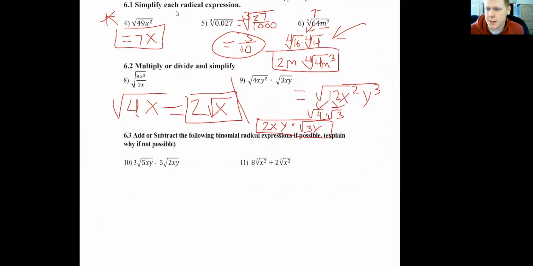The next section is addition and subtraction. Just pay attention, and explain if it's not possible to simplify anymore. For example, this first question, just keep in mind that that is a subtraction sign there. I don't know how clear it is on your end, but that is 3 square root of 5xy minus 5 square root of 2xy. Remember, you can't add or subtract unless you have the same index number and the same radicand, or what's underneath your radical. So this one you cannot subtract because you have different radicands.